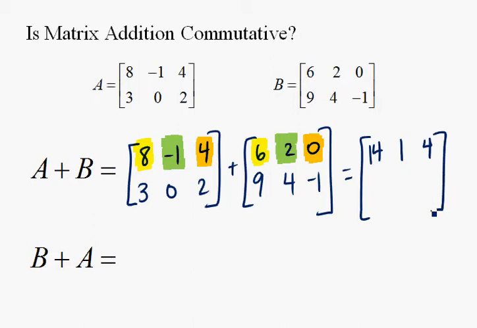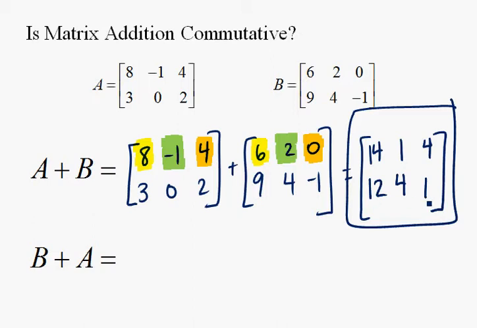To do the second row, I'm going to repeat the exact same process. So I'm going to be adding 3 plus 9, because those are both the entries in the second row, first column of each matrix, and I get 12. And then 0 plus 4 gives me 4, and 2 plus -1 gives me 1. So this 2 by 3 matrix that I get is the result of adding matrix A with matrix B. Next, we're going to add these in the reverse order to determine whether matrix addition is commutative.